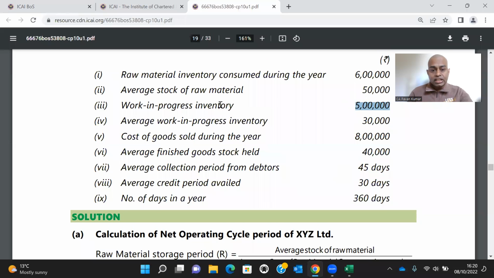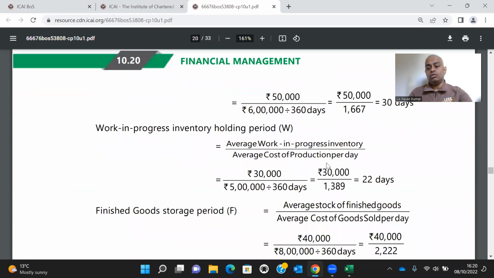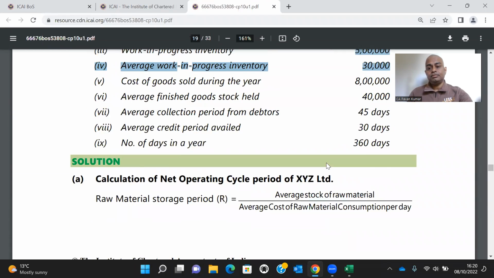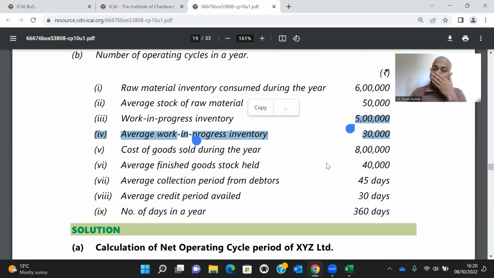So this 5 lakhs is not work in progress inventory. It is works cost, or you can take COP, cost of production. Please make a note. If you have the textbook in your hand, strike off this work in progress inventory. This 5 lakhs is cost of production, or you can assume that as works cost. So guys, look at these two numbers. Can you calculate and tell me what W is? 22. Very good. Continue.